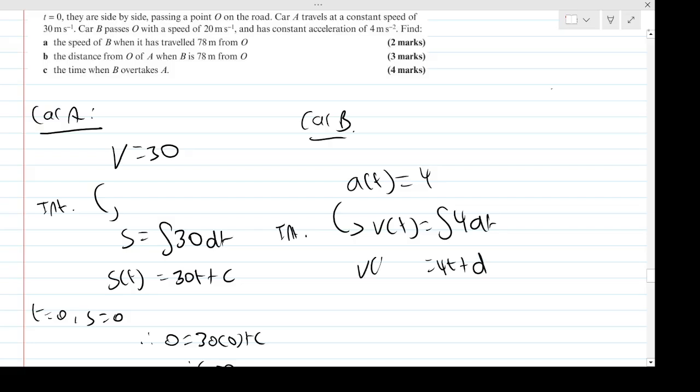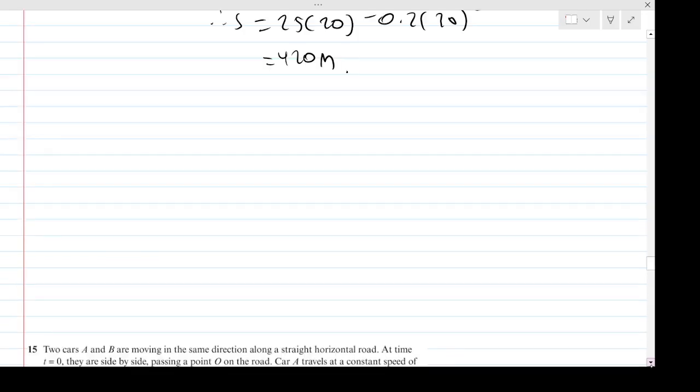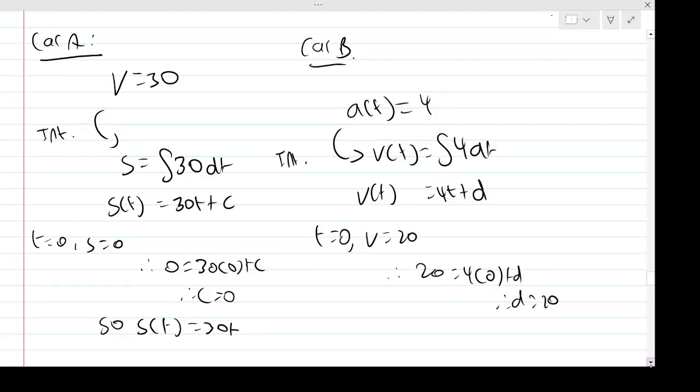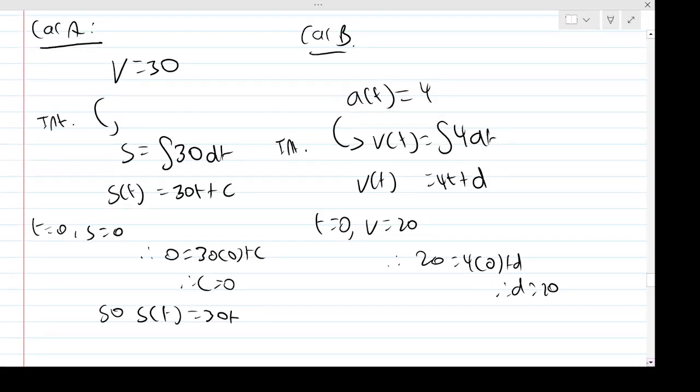So then I need to find d. Well, actually, I'm told that car B starts at O with speed 20. So that means when t is 0 initially, v is 20, so therefore 20 is 4 lots of 0 plus d, therefore d is 20. So that means my velocity function is 4t plus 20 for B.